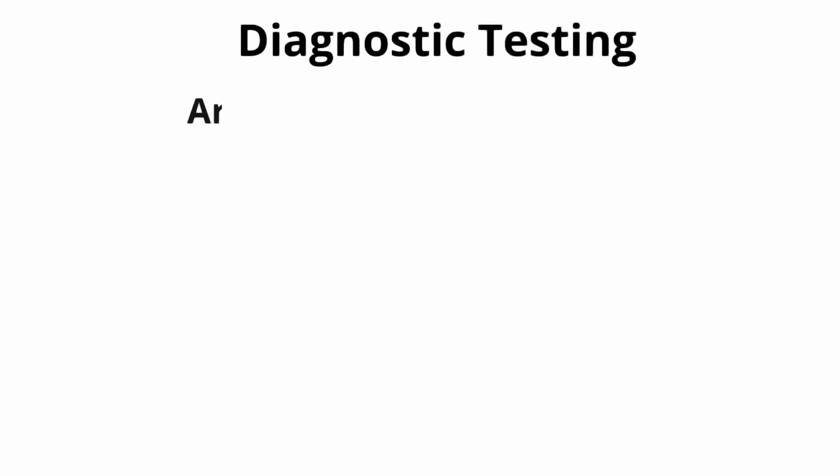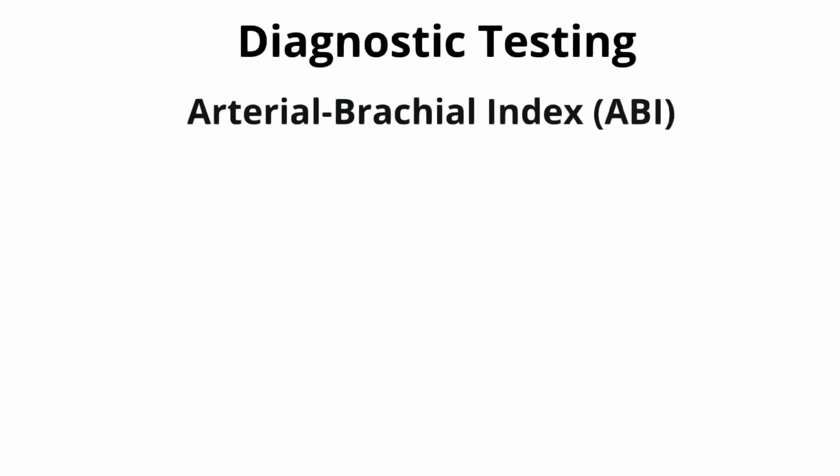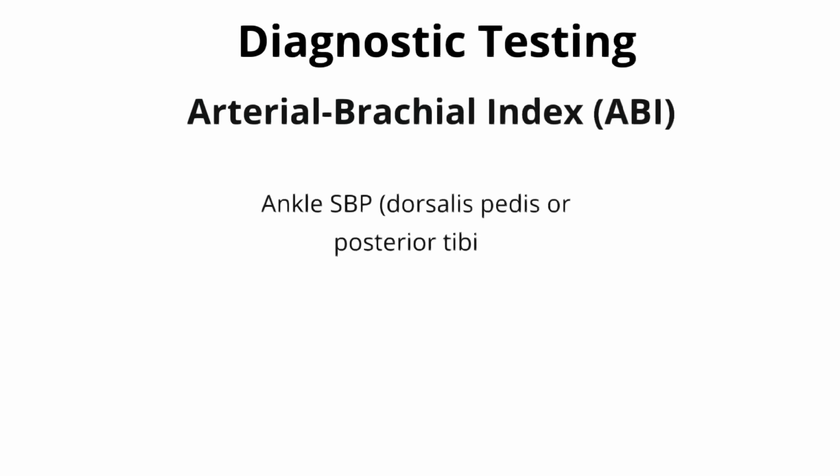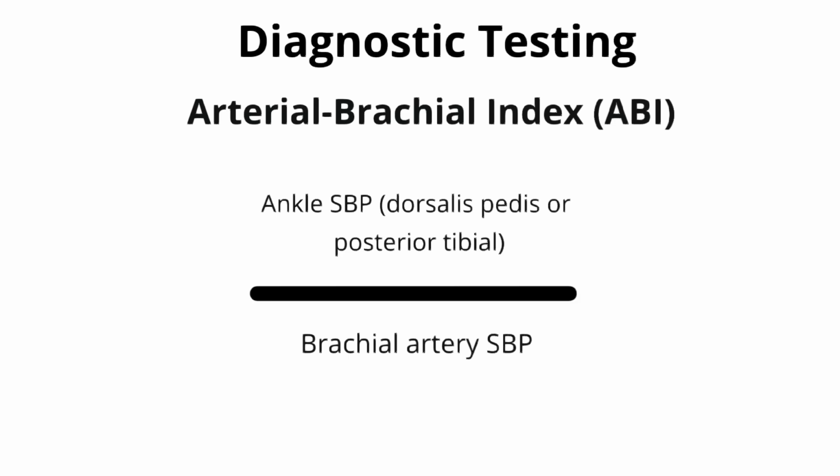So which test can help us delineate PAD versus less likely PAD? That is where the ankle brachial index, otherwise known as an ABI, can be helpful. What is an ABI? To calculate an ABI, you get the highest systolic blood pressure in the ankle artery, either the dorsalis pedis or the posterior tibial, and the highest systolic blood pressure in the brachial artery, and you divide the ankle pressure by the brachial pressure.